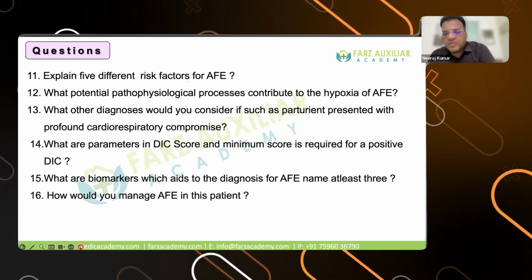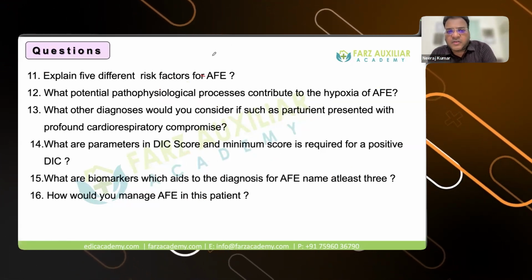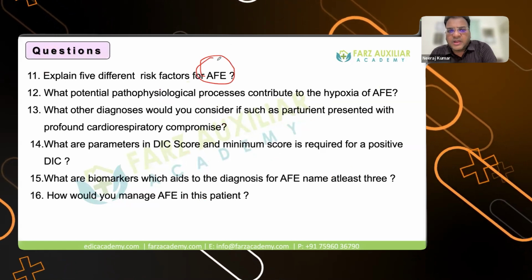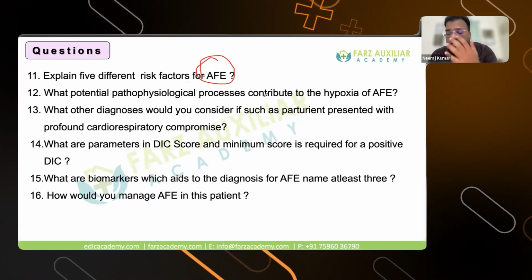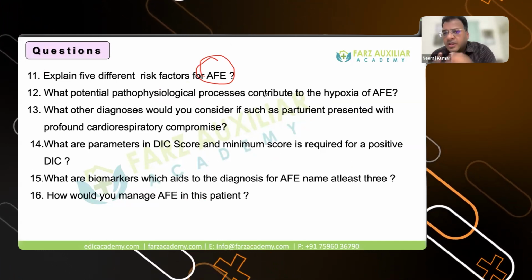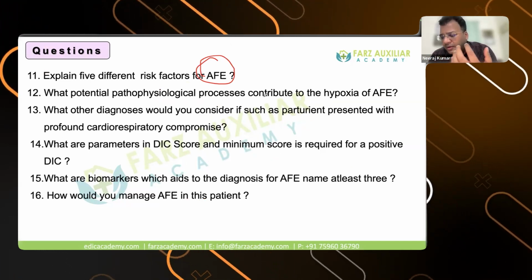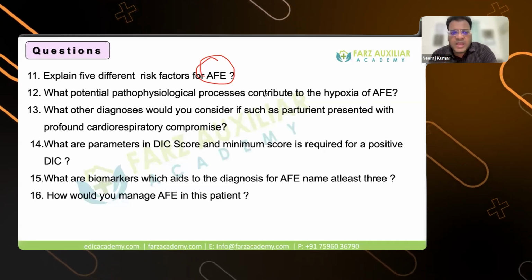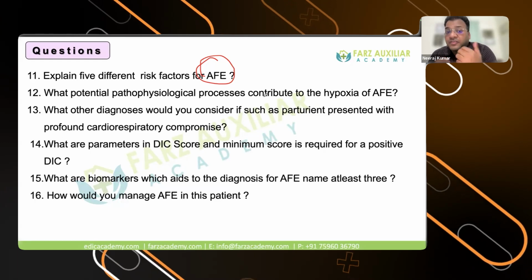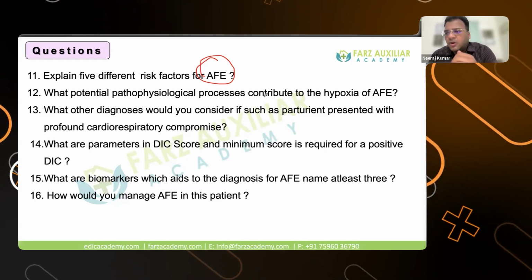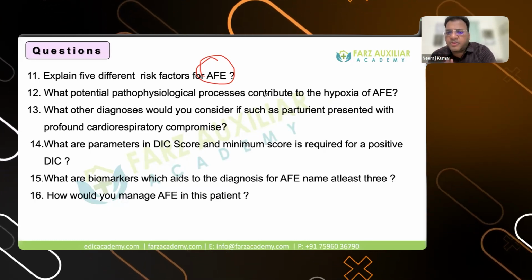So these are a few questions. First, what are the different risk factors for amniotic fluid embolism? And then what is the pathophysiology? I'm very interested in asking how hypoxia develops in patients with AFE, and what other diagnoses you would consider in a patient with the same profound cardiorespiratory compromise.